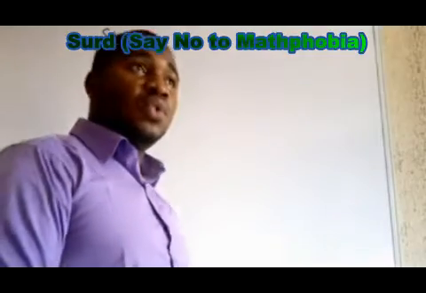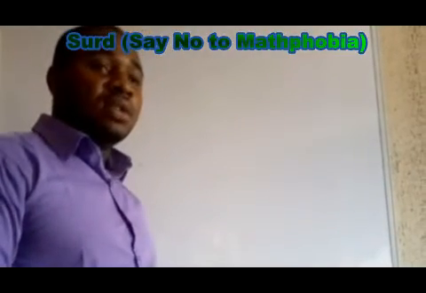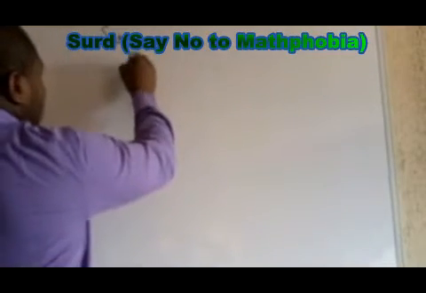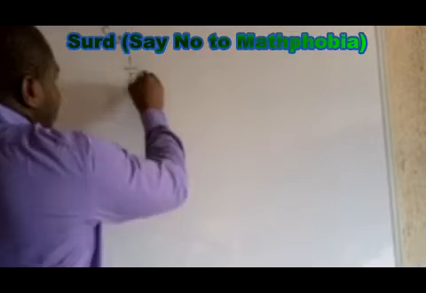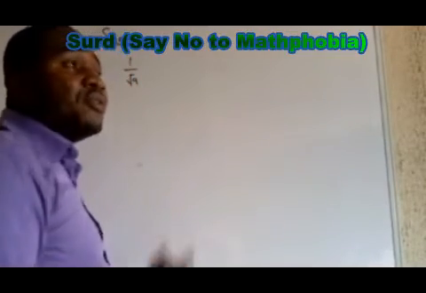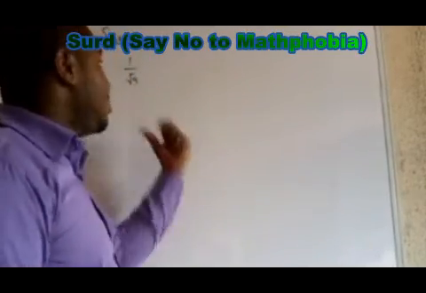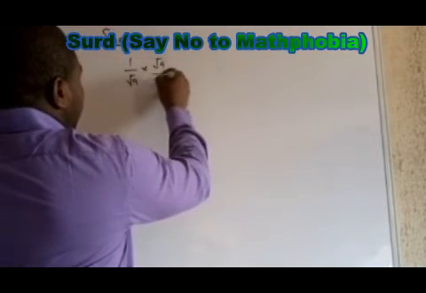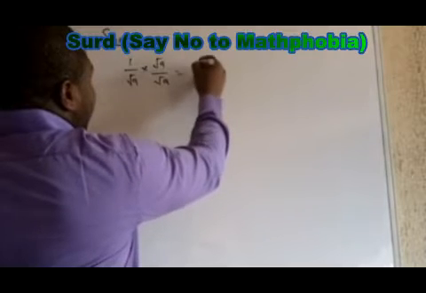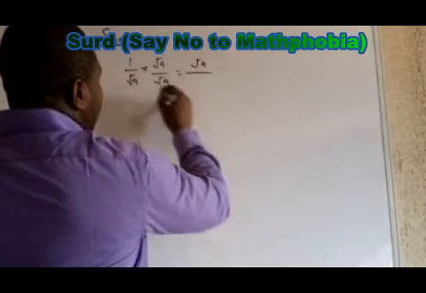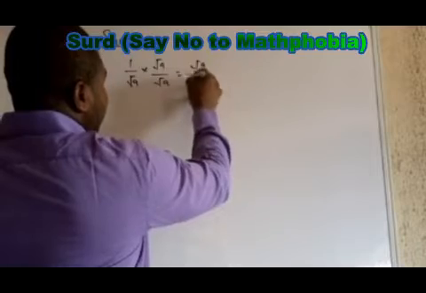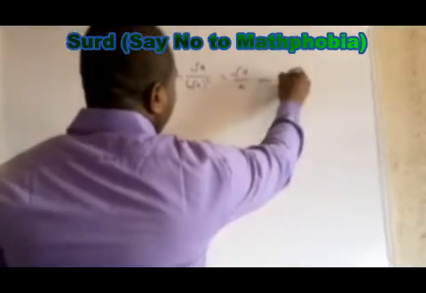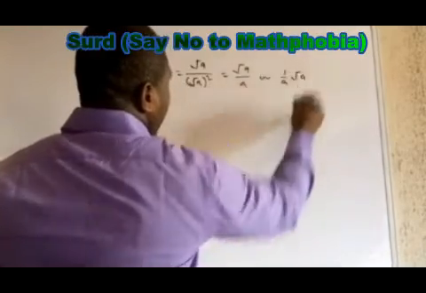In surds, we don't allow the surd in the denominator. What do I mean? Root a, not good. You have to do what we call rationalizing. That's multiplying by the denominator. So you do this, so that your answer will now be root a. Then here you just have root a upon a, or 1 over a root a.